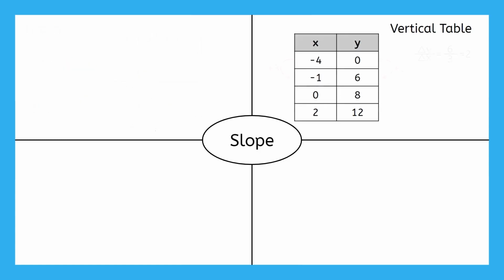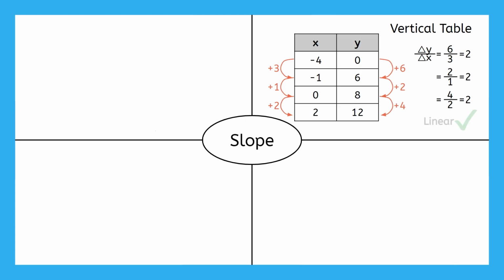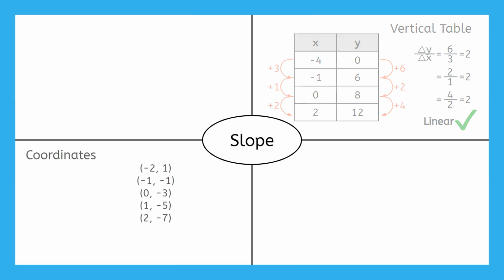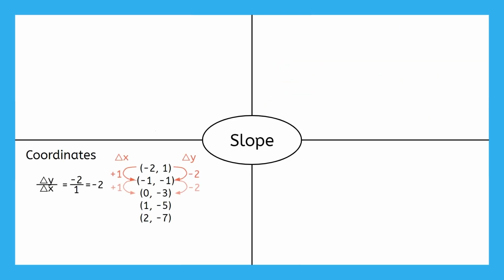We saw earlier that anywhere we calculated the slope in this table, we got the same answer. So it's definitely safe to say that this is linear too. When using the coordinates, you may be tempted to just use 2 points, find the slope, and move on, but we have to make sure that the slope is constant among all the points we have. And it looks like it is. It always simplifies to be -2 here.